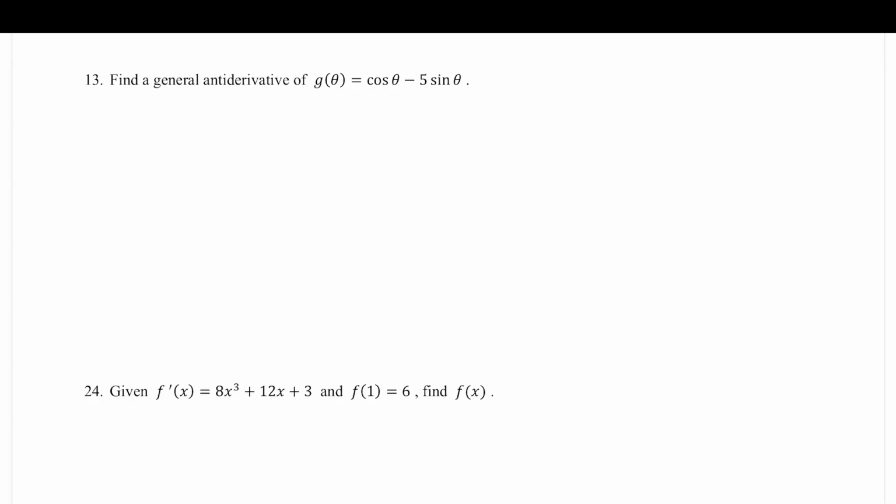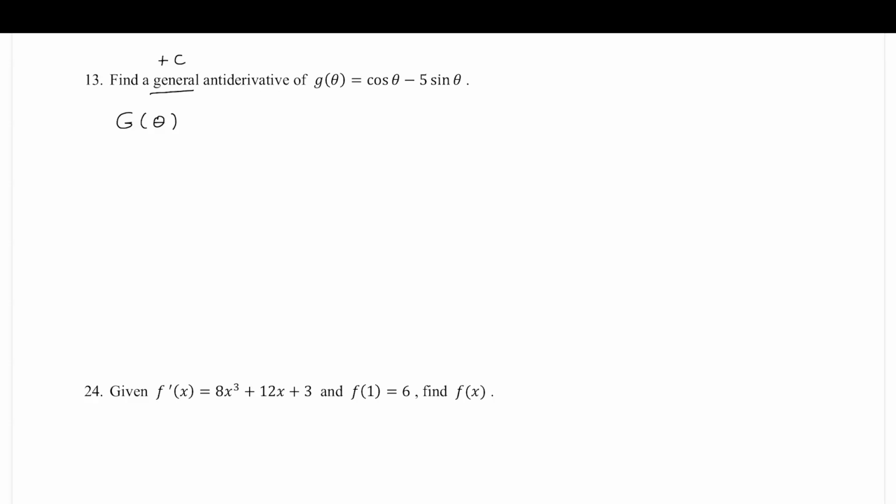Now let's look at exercise number 13. We're supposed to find a general antiderivative of g of theta equals cos theta minus 5 sine theta. So again, when we see that general antiderivative, then we know we need to put a plus c on the end of our answer. And again, it's typical standard notation that if the original function is given to us with a lowercase letter, then we usually write the antiderivative with a capital.